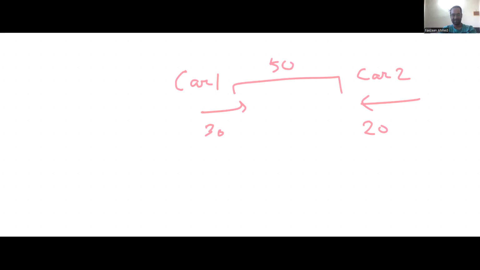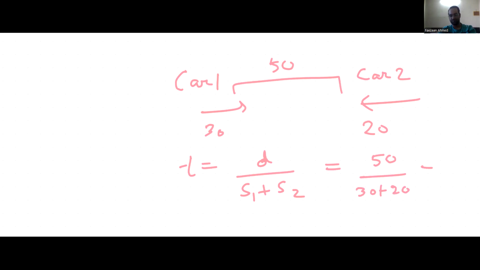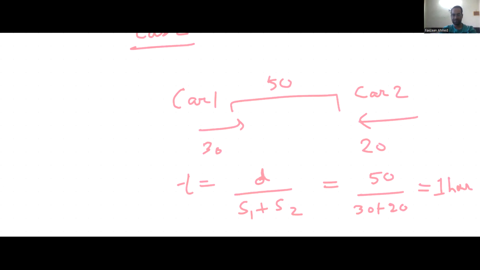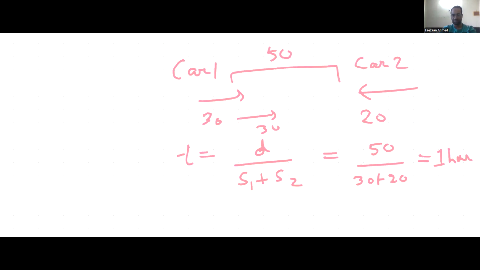Then same thing, there is a formula: time is equal to the distance between them divided by S1 plus S2. This is 50 over 30 plus 20. So you get 1 hour, right? And it makes sense also. If you think of the same thing, you will see that it does happen. This moves further 30 kilometers, this moves 20 kilometers, and therefore they are actually meeting.